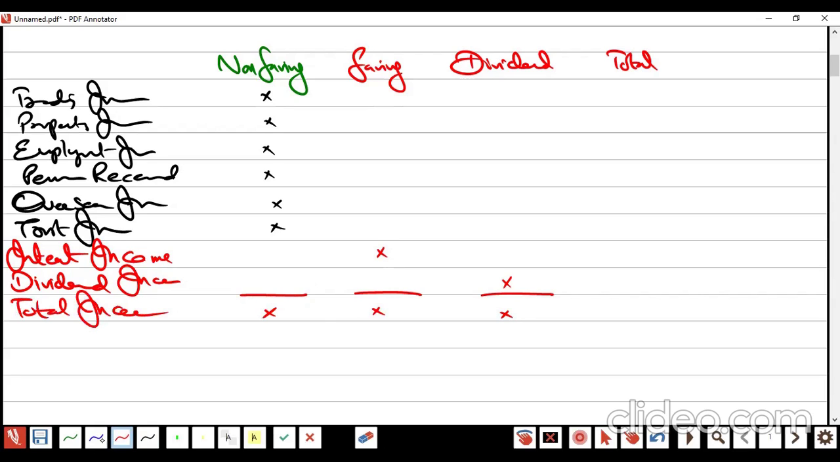Okay. After total income, we have a tax reducer. Why tax reducer? Because if you deduct something from your total income, remember that your income will reduce. And if income reduces, the tax is going to reduce, right or wrong? The first item is qualifying interest.